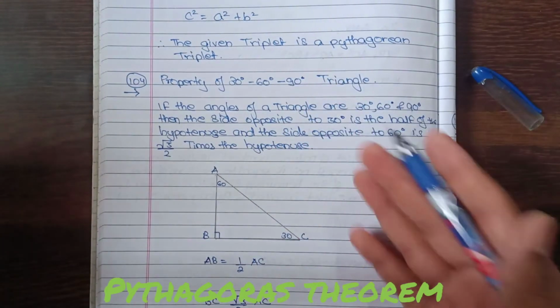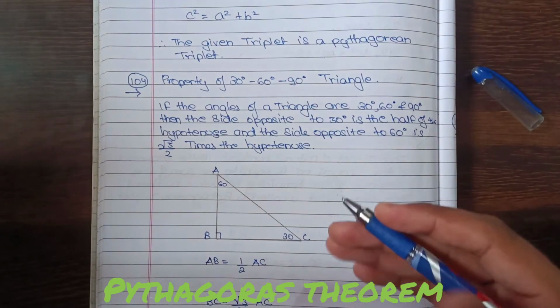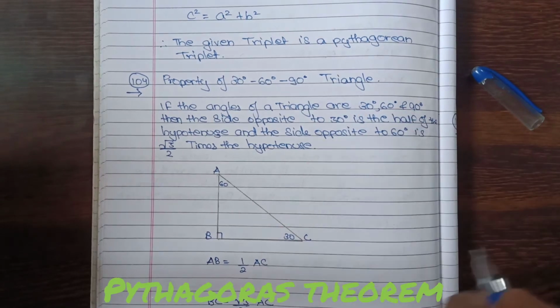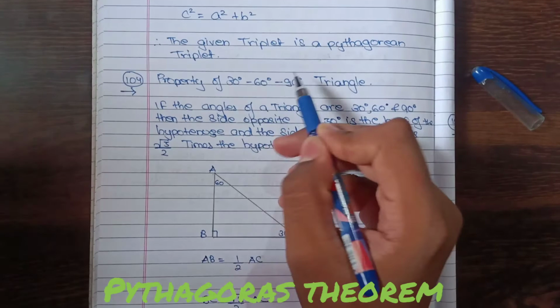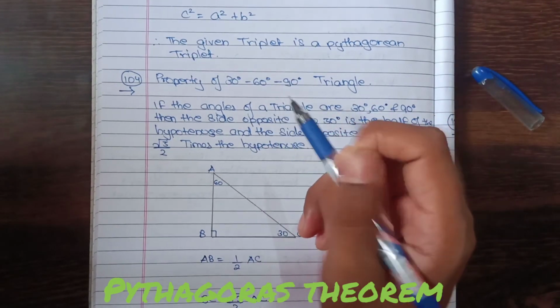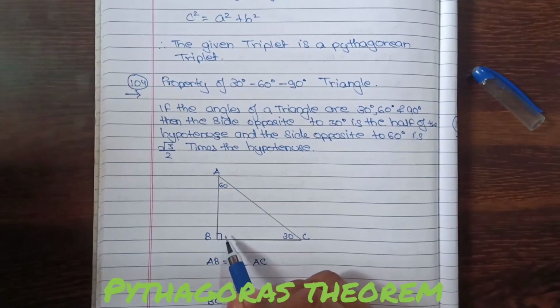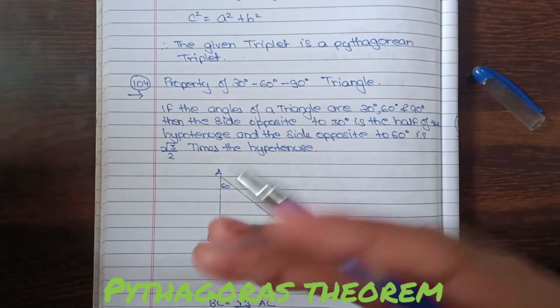You will be having this as a part of your lesson, and this will also be used in order to solve the questions in the upcoming practice sets of 2.1, 2.2, etc. So let us see. The property of the 30, 60, 90 degree triangle is used if the angles of a triangle are 30, 60 and 90 degrees. Then see what the condition says.